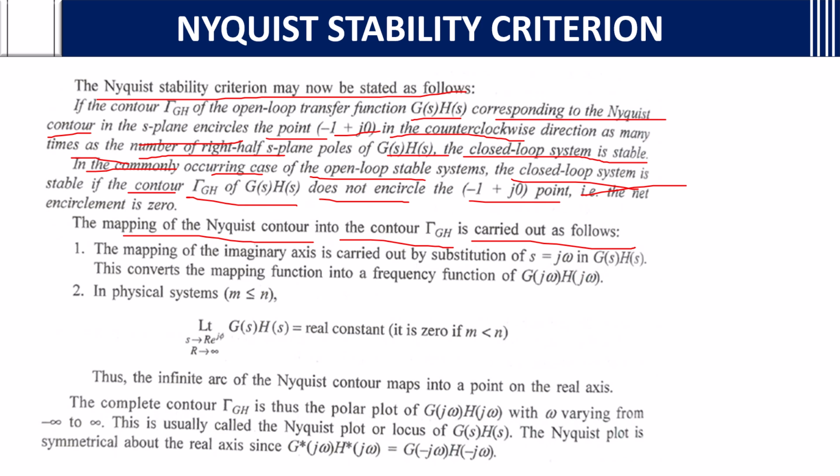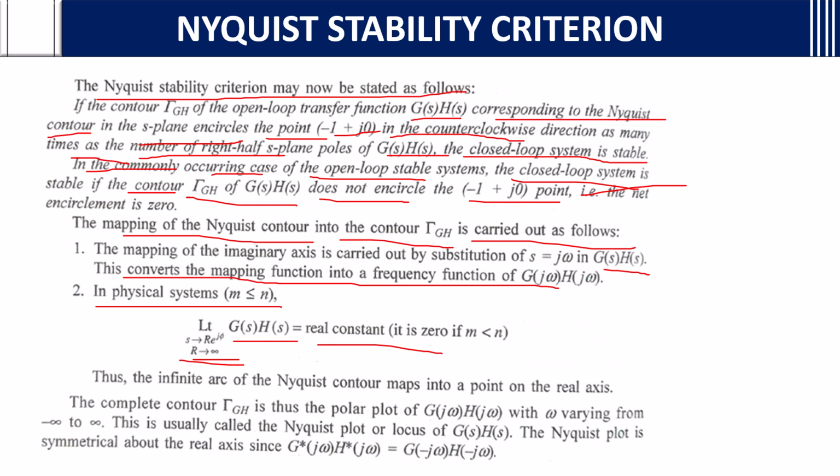The mapping of the Nyquist contour into the G(S)H(S) contour is carried out as follows. The mapping of the imaginary axis is carried out by the substitution of S = jω in G(S)H(S). This converts the mapping function into a frequency function, right? S = jω. Even in the Bode plot, we did the same. In physical systems, M is less than or equal to what? N. The zeros should be less than or equal to poles. Limit S tends to Re^(jθ), R tends to infinity, G(S)H(S) is equal to what? A real constant. It is 0 if M is less than N.